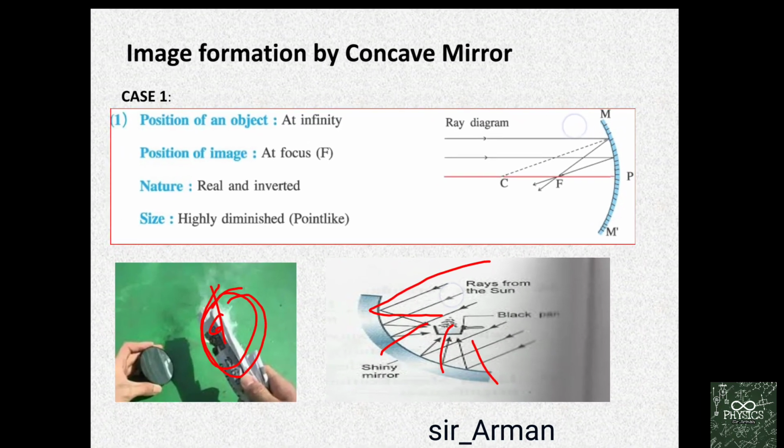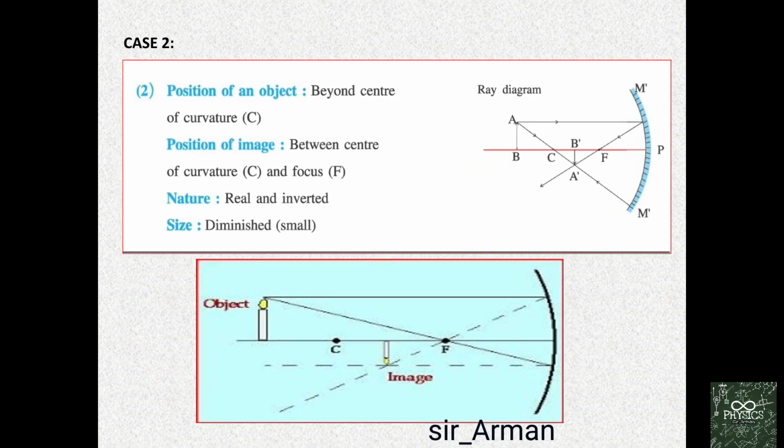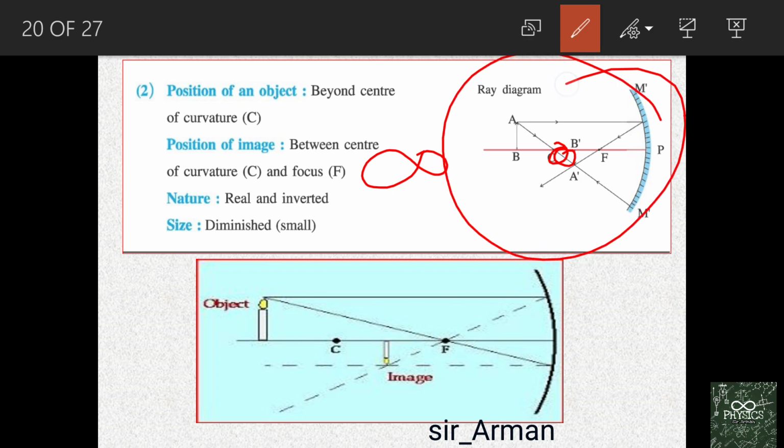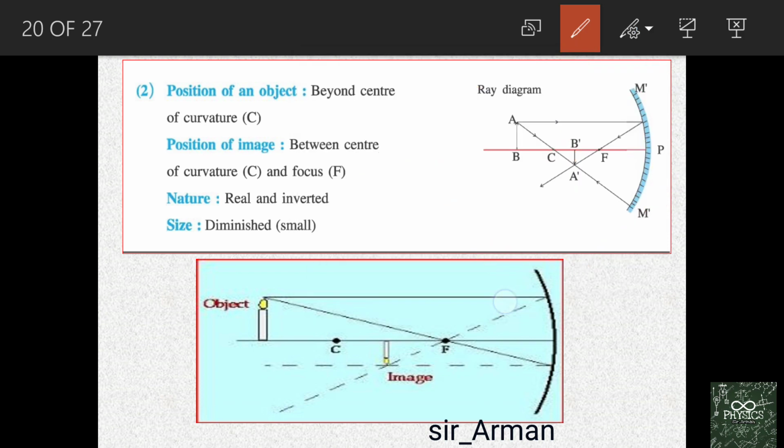Now let's see the second case. In the second case, we will keep our object between infinity and the center of curvature. That is, we can say beyond the center of curvature. This is the center of curvature of our mirror. This is our actual mirror, right? This is our actual sphere and its center is here. So this center is called the center of curvature. We have placed our object beyond the center of curvature.